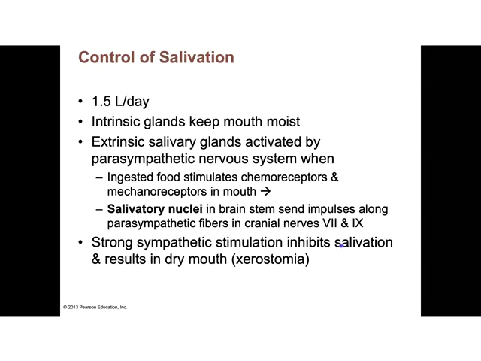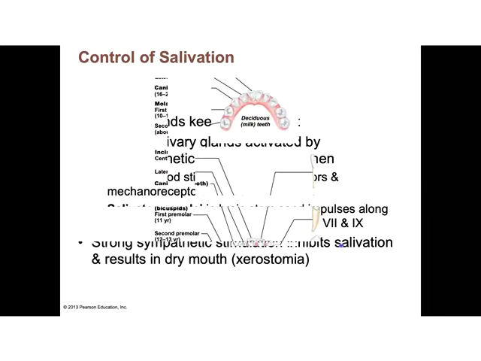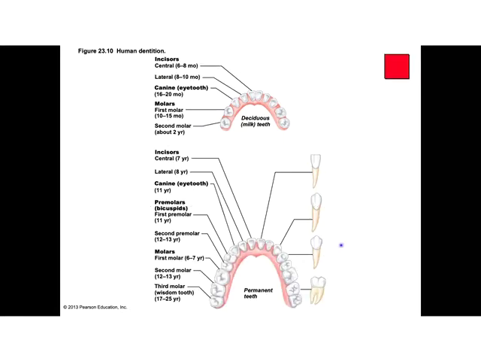Now, your teeth. I love your teeth. Your teeth are awesome. Your teeth are the tools that tell you what you should eat. And we have 2 sets of teeth, right? We have our deciduous teeth. You get 20 of those, and they fall out over time and are replaced by our permanent teeth. You get 32 of those.